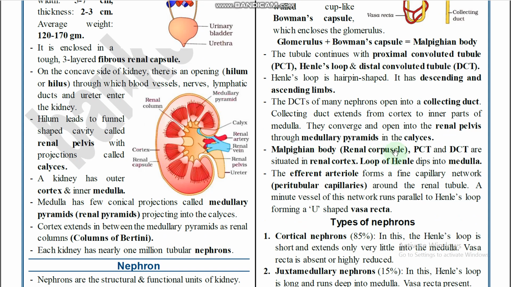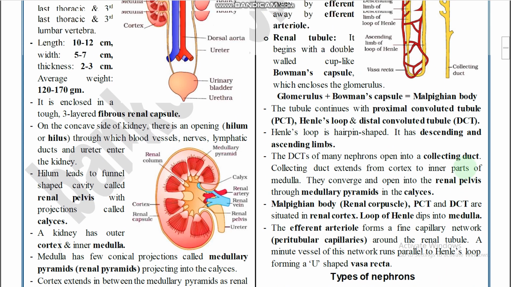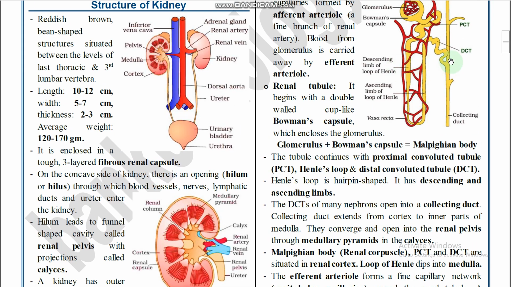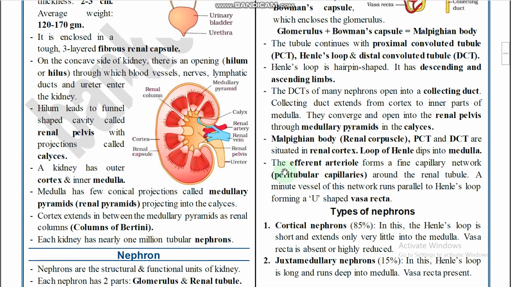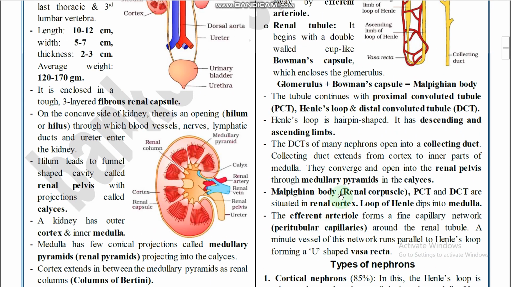The Malpighian body or renal corpuscle, PCT and DCT are situated in the renal cortex. The loop of Henle dips into the medulla. Up to here, all regions of the nephron are in the cortex, and the remaining portion is in the medulla. The efferent arterioles form a fine capillary network, the peritubular capillaries, around the renal tubules. A minute vessel of this network runs parallel to the loop of Henle, forming the U-shaped vasa recta.